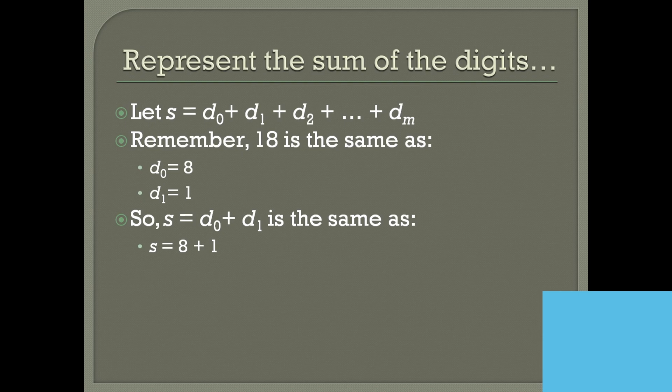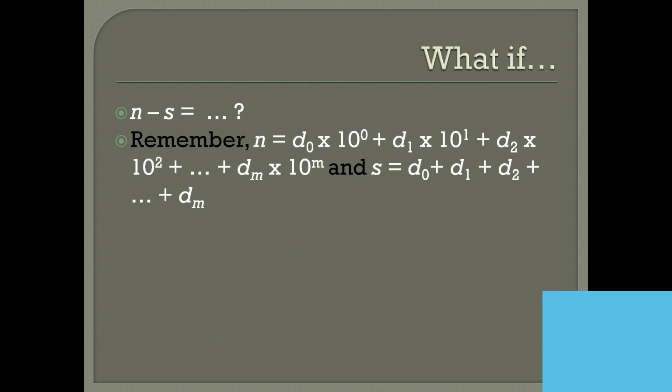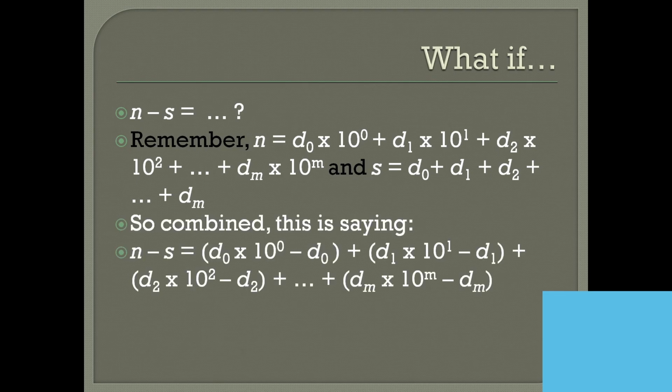So now that we can represent the digits of a number using our d indexes, and we can represent the sum of the digits in that same framework, let's consider what happens if we subtract s from n. In other words, our n is the number that we're representing, the s is the sum of the digits. If we subtract them, we have n minus s equals d0 times 10 to the 0 minus the d0 of the digit itself.